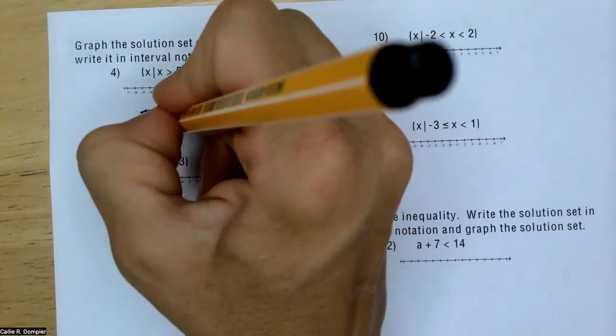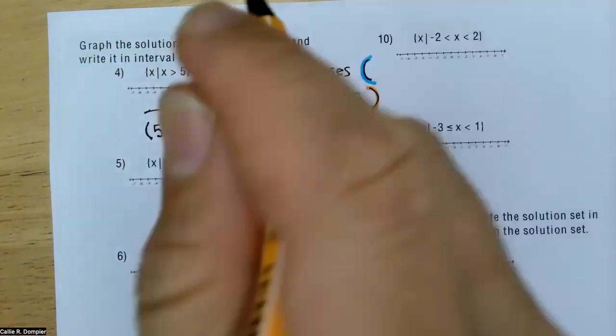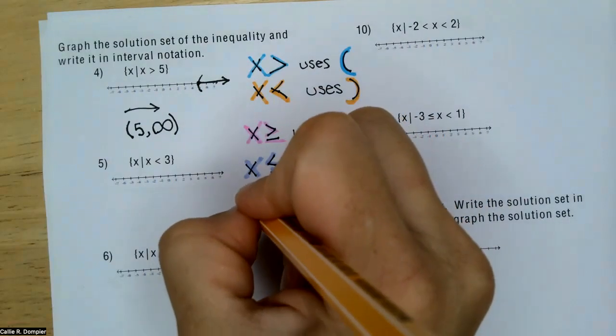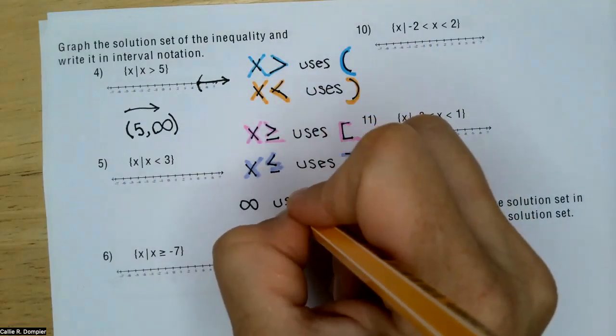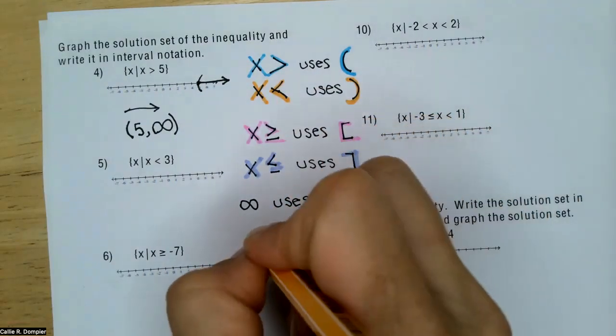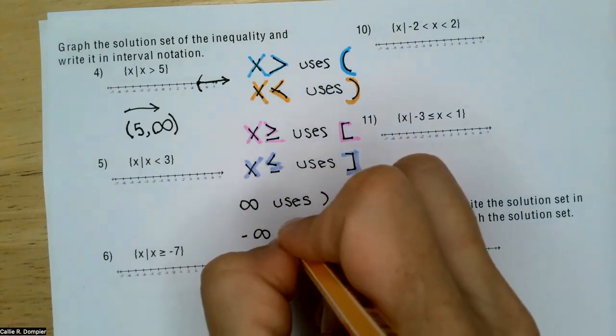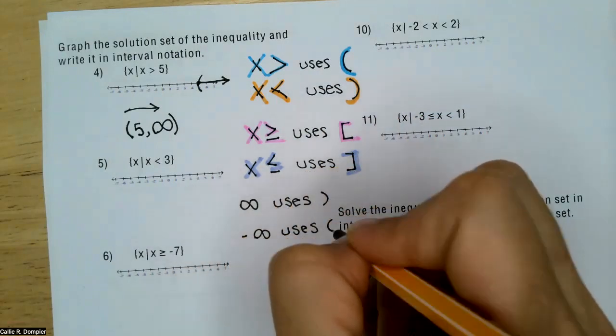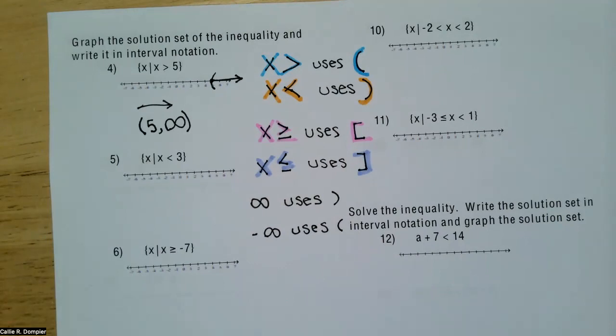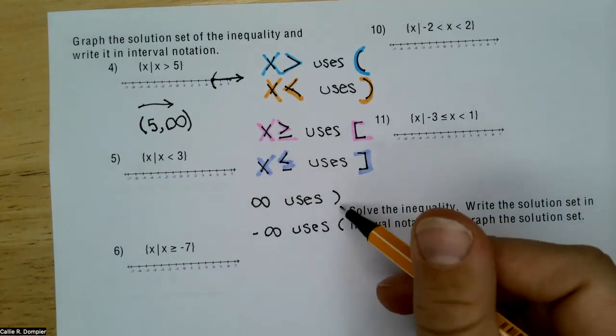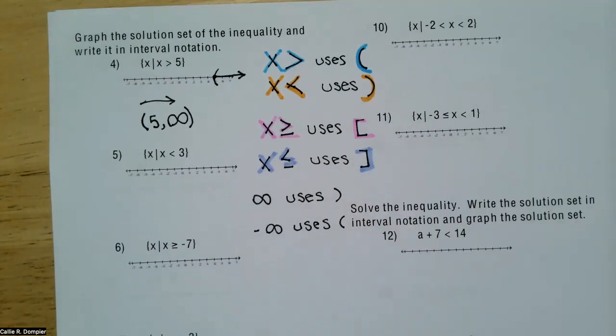What we call that is infinity, okay? Infinity always uses parentheses, and negative infinity always uses parentheses, okay? Because remember, parentheses means does not include, brackets means includes, so you can't include infinity. Infinity isn't a specific number that can be included or excluded, so it's always does not include infinity, okay?